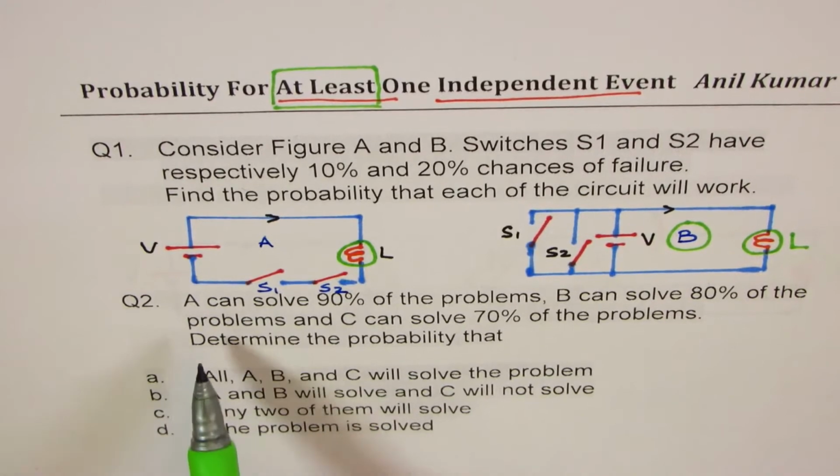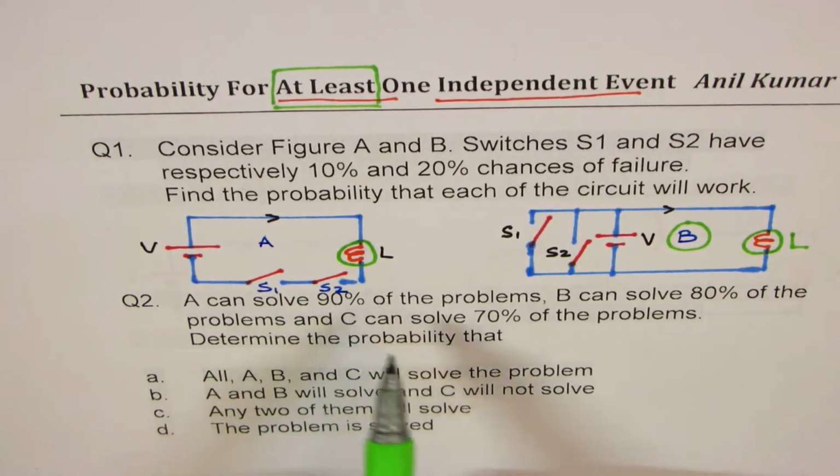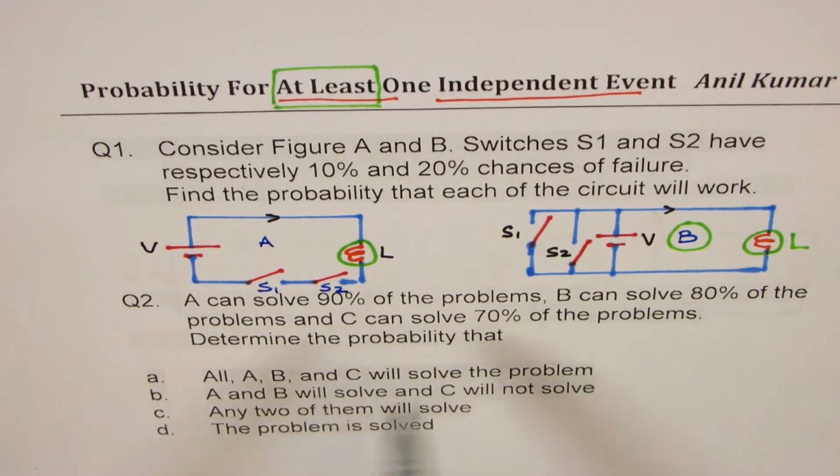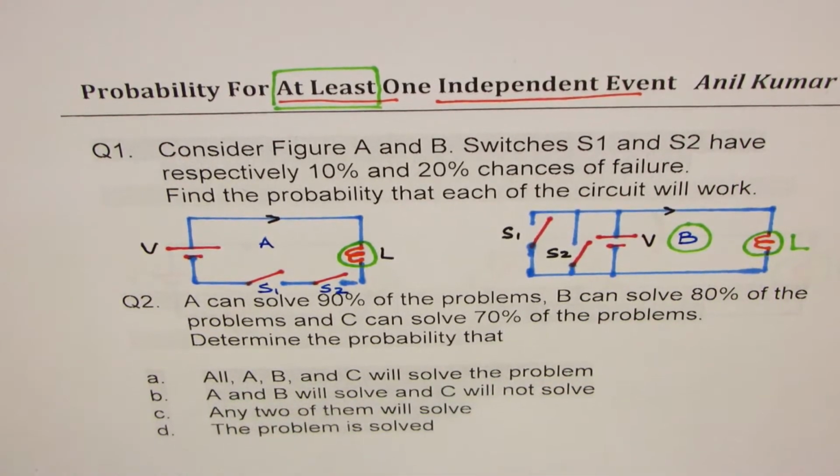Question number 2. A can solve 90% of the problems, B can solve 80% of the problems, and C can solve 70% of the problems. Determine the probability that we have 4 different conditions. A: all of A, B, and C will solve the problem. That means an AND operation. All of them are independent events, right? B: A and B will solve and C will not solve. C: any two of them will solve the problem. D: the problem is solved.